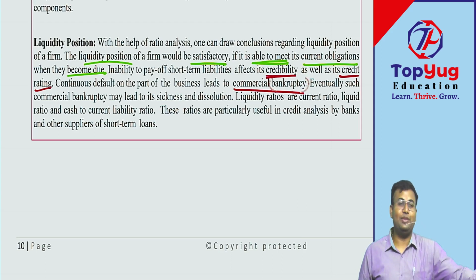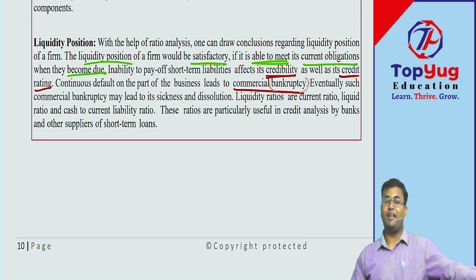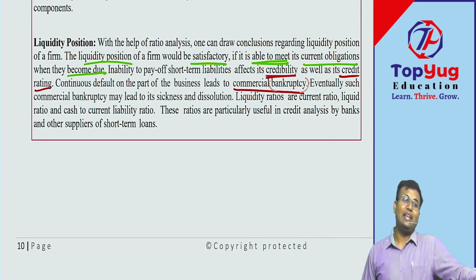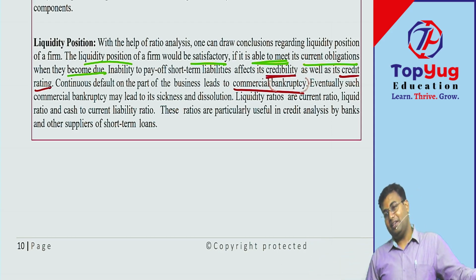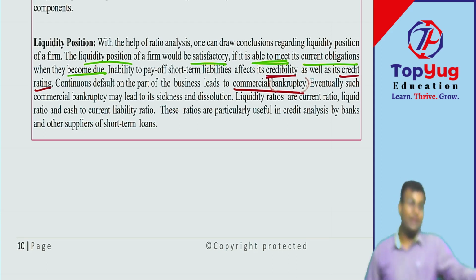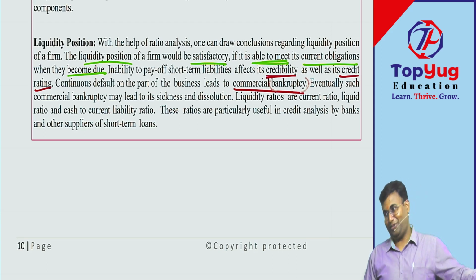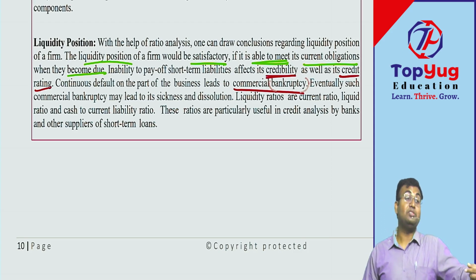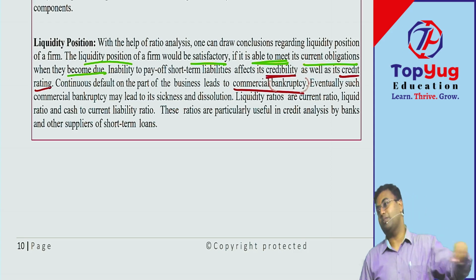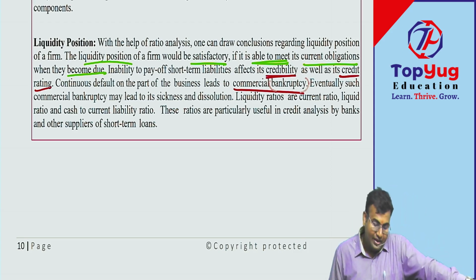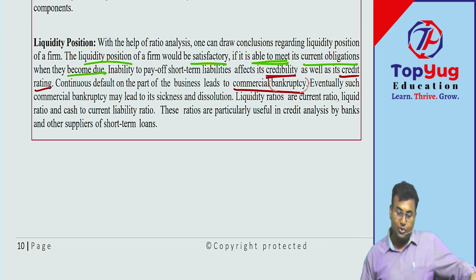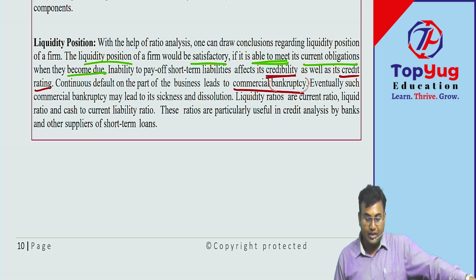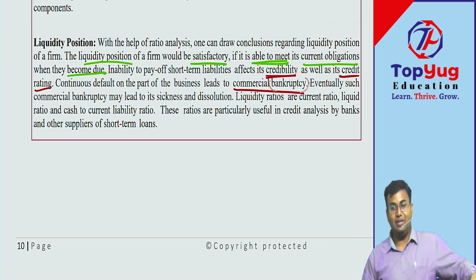File for bankruptcy. US laws very much provide that anybody can file for bankruptcy. So in that case, all the assets will be liquidated. It will be paid off to all the creditors in their order of payment, and everybody is happy. Yes, but obviously that would be a reputational damage, right? So that is when you use bankruptcy as a tool to come out of a situation where your liabilities are more than your assets. Eventually, such commercial bankruptcy may lead to sickness and dissolution. Liquidity ratios are current ratio, liquid ratio, and cash to current liability ratio.